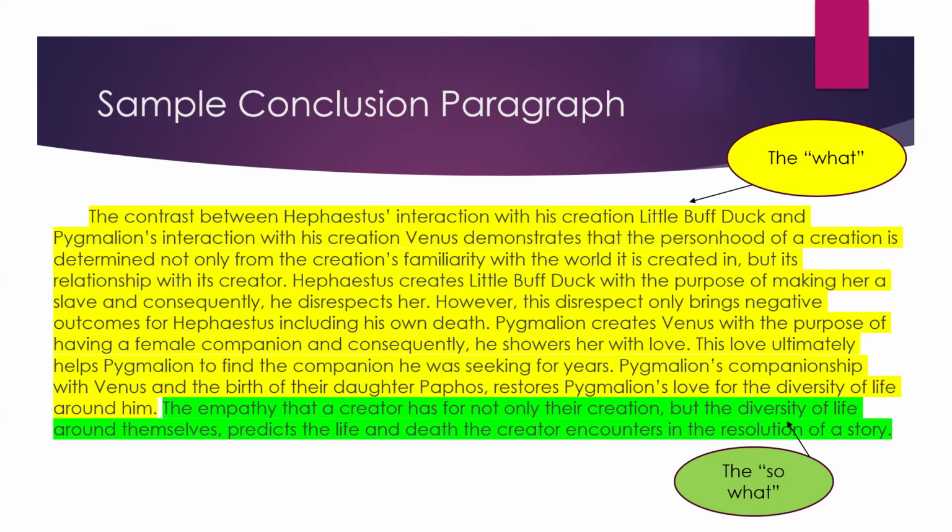So over here, what I'm doing in the first few sentences of the conclusion is rephrasing the main comparing and contrasting that I've been doing throughout the essay, and that is comparing Hephaestus' relationship with Little Buff Duck and what this reveals about Hephaestus as a creator, and also looking at Pygmalion's relationship with Venus and what this reveals about Pygmalion as a creator, and ultimately looking at their individual outcomes and how Hephaestus experienced a downfall, whereas Pygmalion lived a happier life.